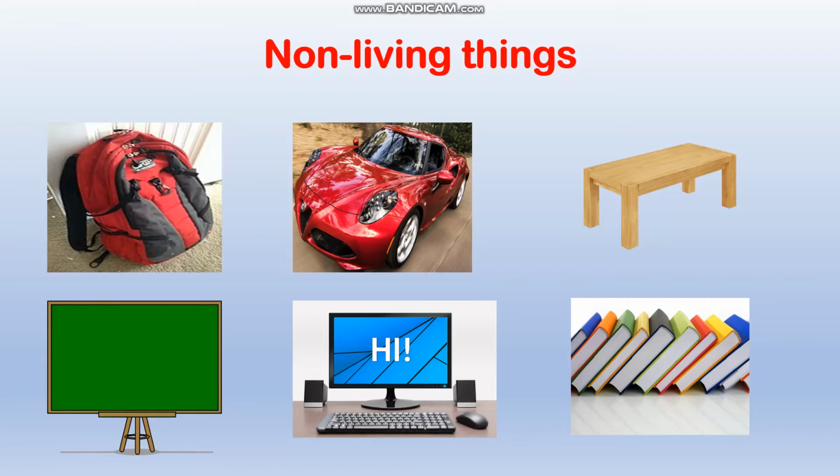So non-living things are opposite to living things. So non-living things are things that can't move, can't grow up, can't eat food, and can't breathe air. Do non-living things need water, air, and food to stay alive? Great. They don't need water, air, and food because they can't eat food, they can't drink water, and can't breathe air. Let's see a video about the difference between living things and non-living things.